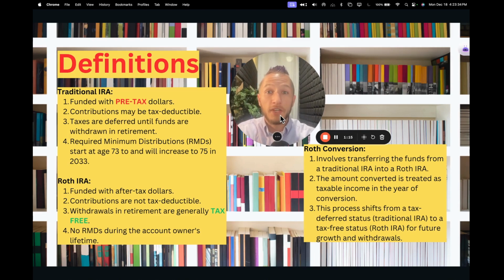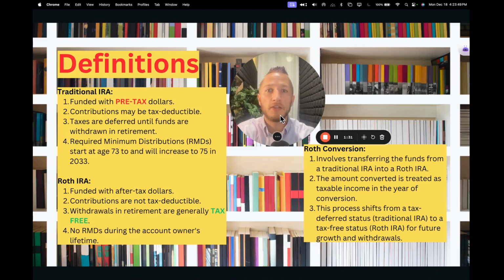That's going to be 73 as the current age. I know that's going to be increasing to 75 by the time 2033 hits, in the event you're turning 75 after 2033. Now, a Roth IRA, that's going to be the opposite of an IRA, meaning you're going to put after-tax dollars in there, meaning money that's already been taxed.